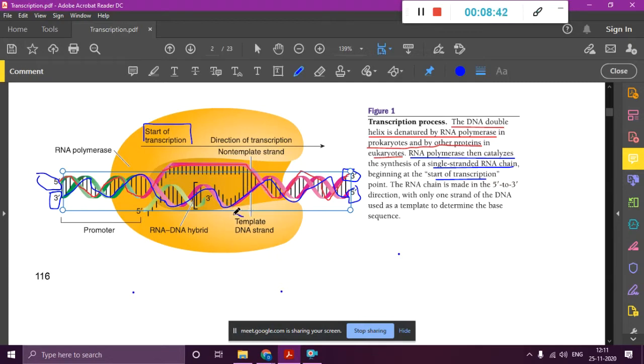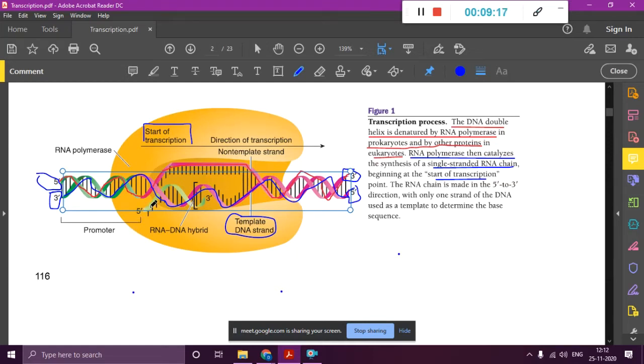The antisense strand is known as the template strand because it is on this strand that your RNA transcription starts to take place. So that strand is in the 3 prime to 5 prime direction. Therefore, opposite to DNA replication, in transcription only one strand is transcribed. In DNA replication, both the strands are replicated in both directions, but in transcription only one strand is replicated, and that is this particular strand.